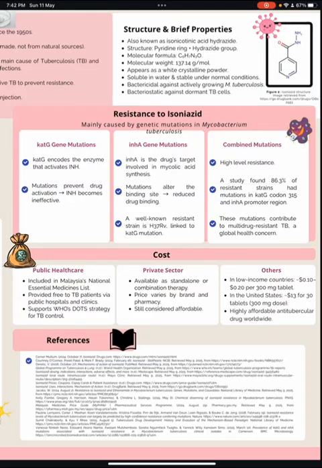In the private sector, isoniazid is available as a single drug or part of a combination therapy. Prices vary, but it remains highly affordable. In low-income countries, a 300 mg tablet can cost as little as 10 to 20 cents. In the United States, a month's supply, 30 tablets, costs around $13. Its low cost and high effectiveness make it a cornerstone of first-line TB treatment globally.